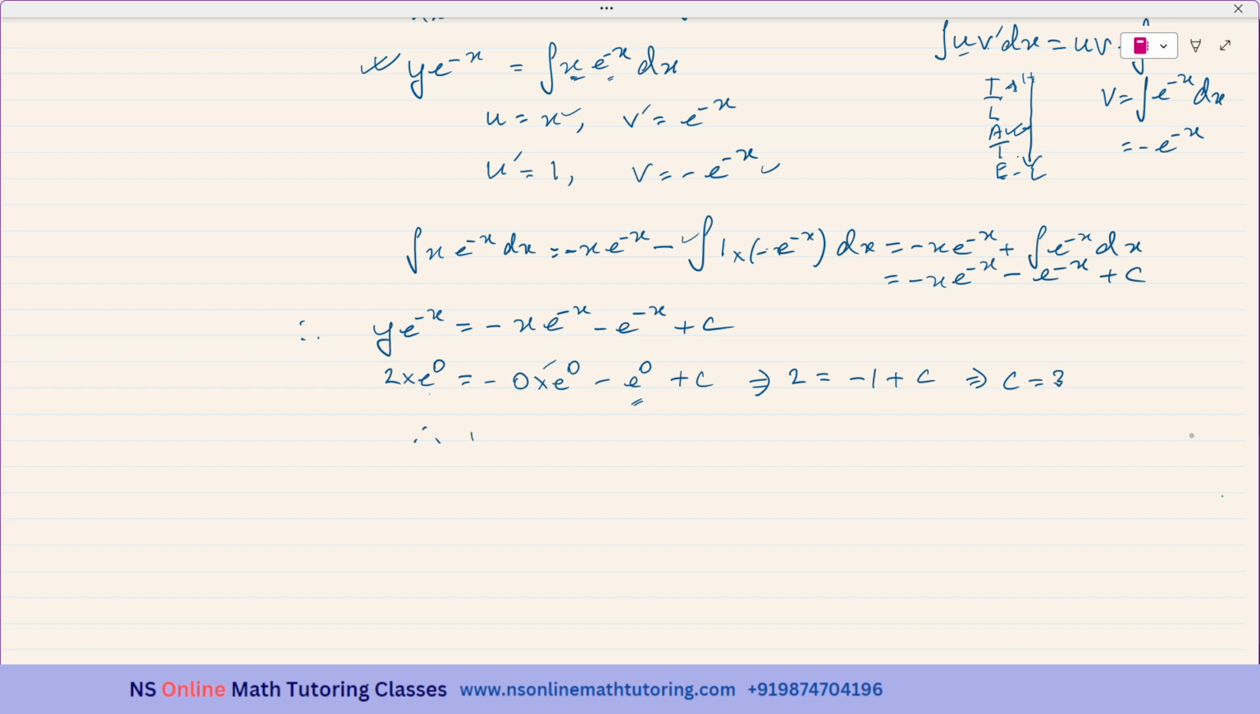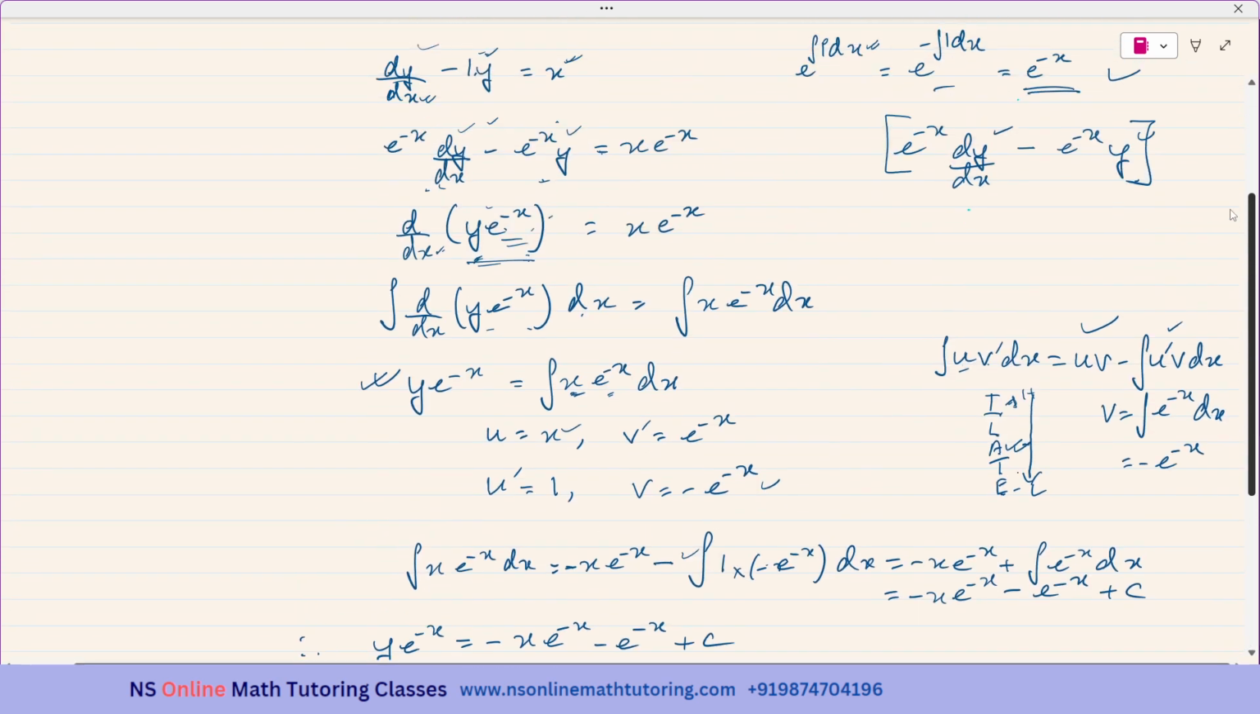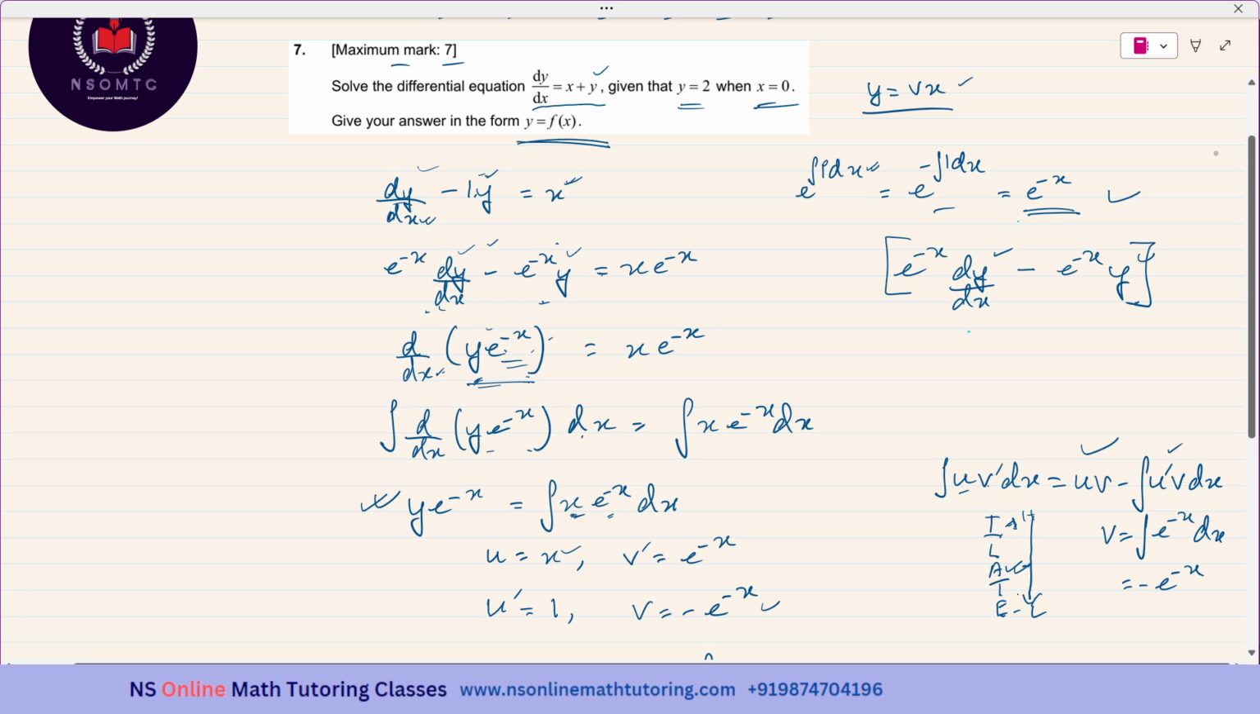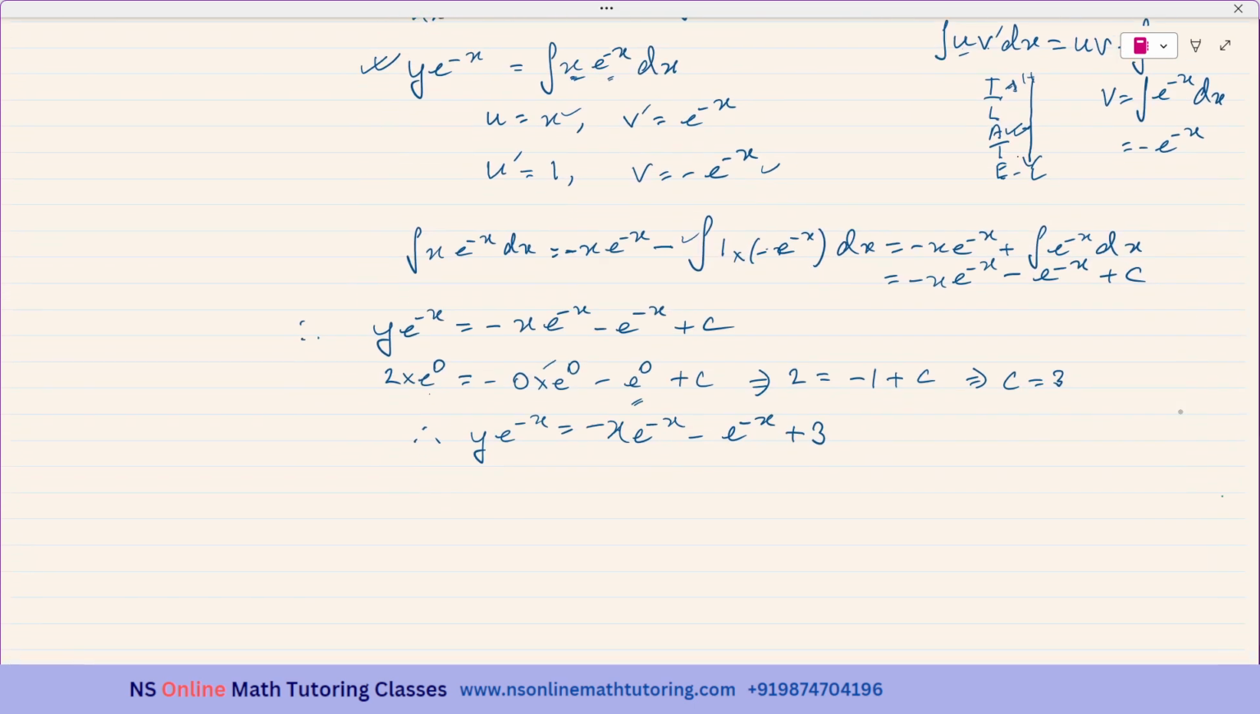Therefore, y e to the power of negative x is equal to negative x e to the power of negative x minus e to the power of negative x plus 3. And they have asked us to give the answer in the form y equal to f of x. So I have to have only y over here, not y times e to the power of negative x. So I am dividing the entire equation by e to the power of negative x. So that I get y e to the power of negative x divided by e to the power of negative x will be simply y, equal to negative x times e to the power of negative x divided by e to the power of negative x, which is negative x.